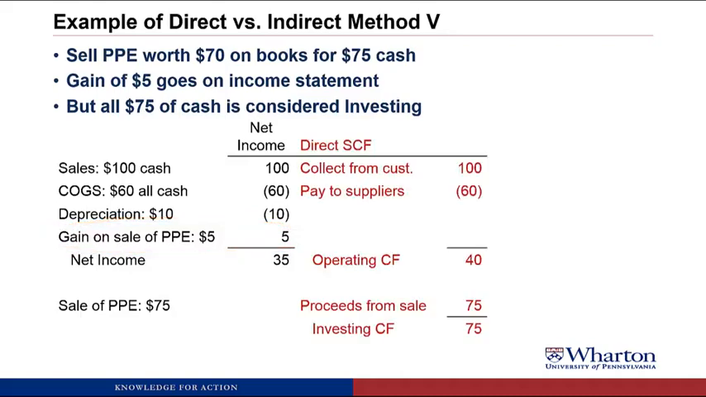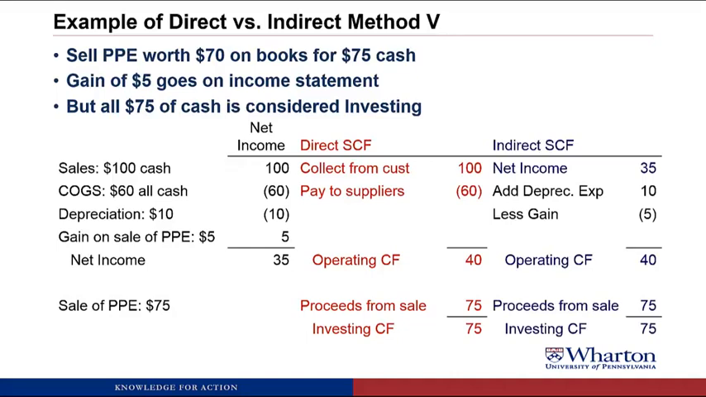Under the direct method cash flow, all of our sales were cash, so we have collections from customers of $100. All of our cost of goods sold was in cash, so we have payments to suppliers of $60. Depreciation, of course, is not cash. And the gain on sale of property, plant, and equipment, we want to consider that part of the investing cash flow. So we ignore that, and we end up with operating cash flow of $40. And then we have investing cash flow as the full $75 proceeds from sale of PP&E.